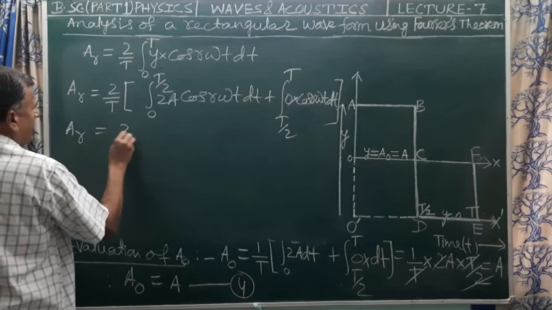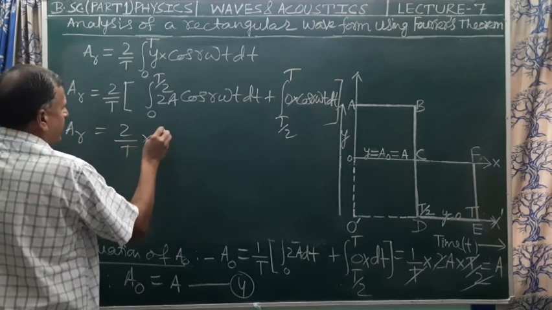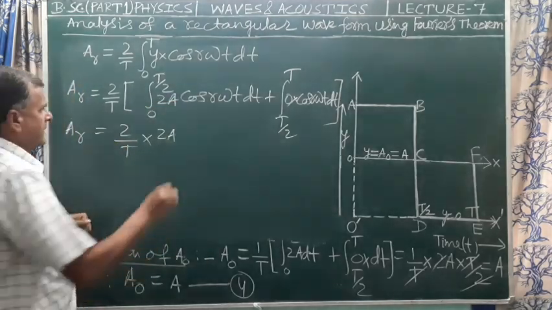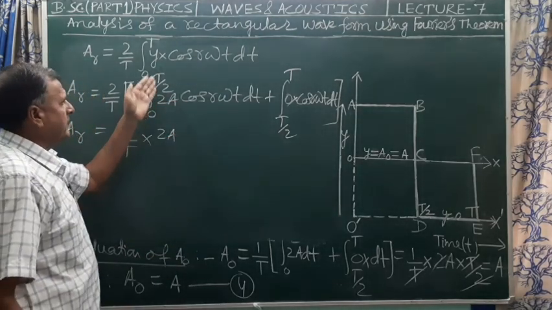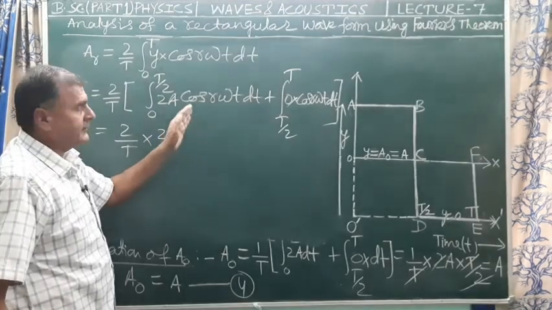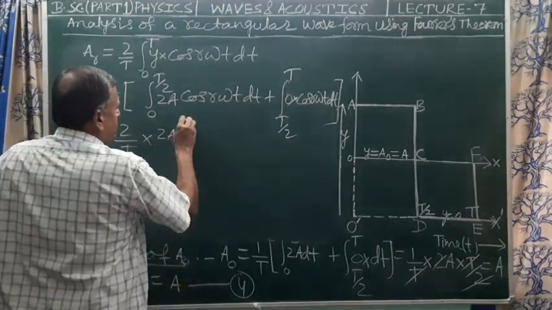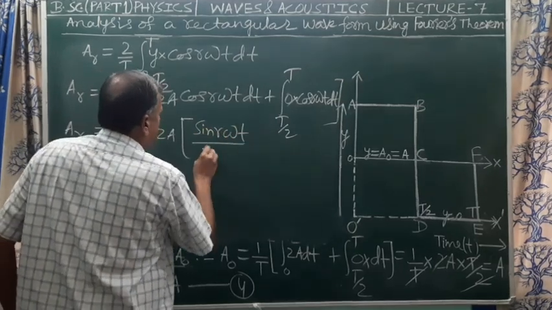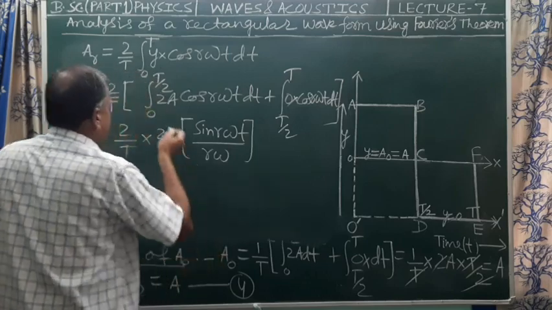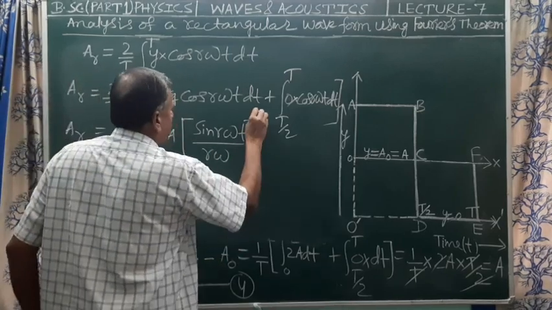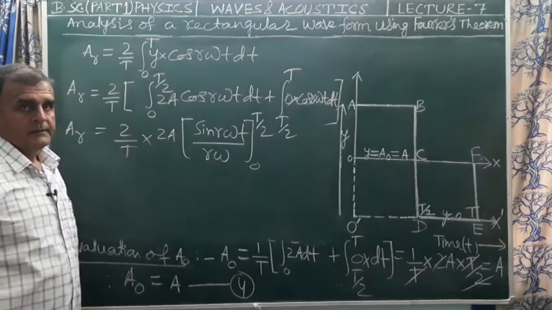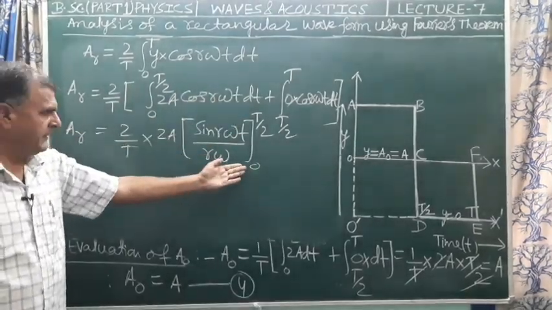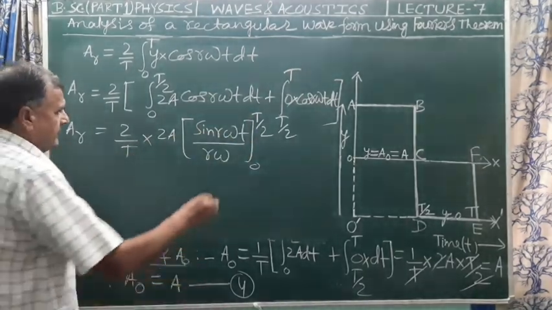So a_r equals 2 by capital T multiplied by 2a, which is common and taken out of the integration, and the integral now is from 0 to T by 2 of cos r omega t dt. The integration of cos r omega t dt is sin r omega t upon r omega, with limits 0 to capital T by 2. After using the definite integral formula, a big bracket is used to represent the lower limit and upper limit.